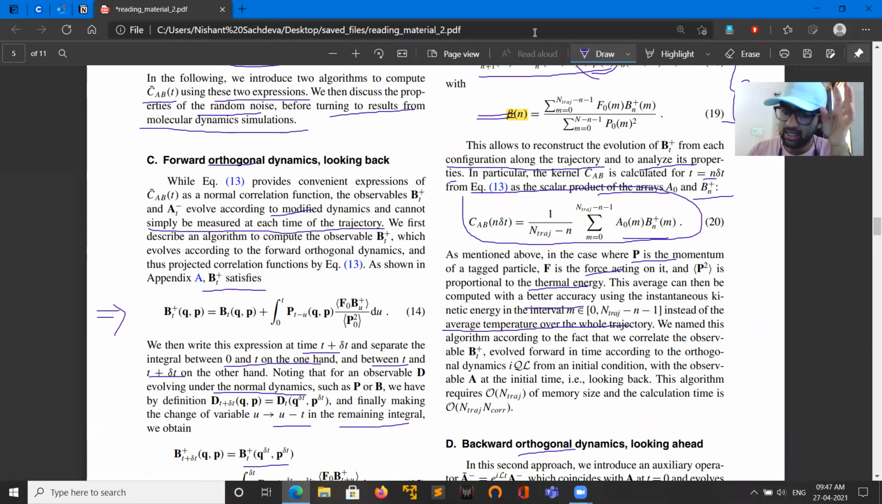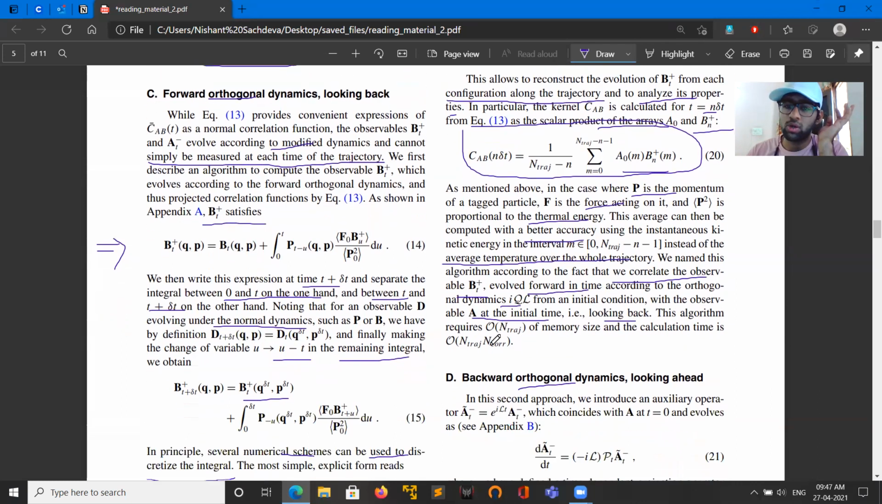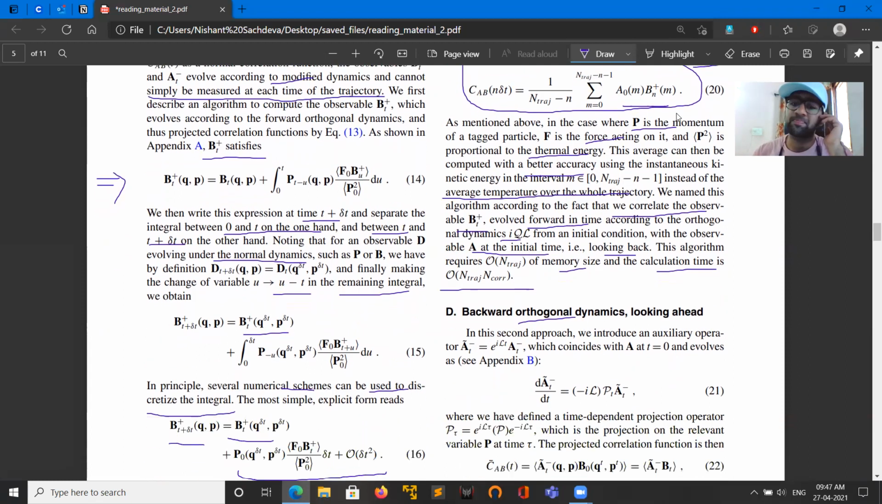We named this algorithm according to the fact that we correlate the observable BT plus evolved forward in time according to the orthogonal dynamics IQL from the initial condition with the observable A at the initial time, that is looking back. So A looking back and then B keeps going forward. This algorithm requires O of n traj of memory size and the calculation time is O of n traj into n cor, so approximately n square, but it can go anywhere and above depending on that.